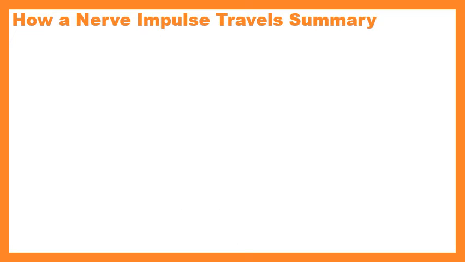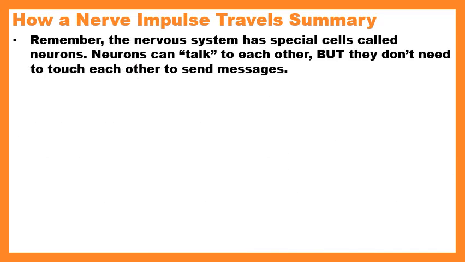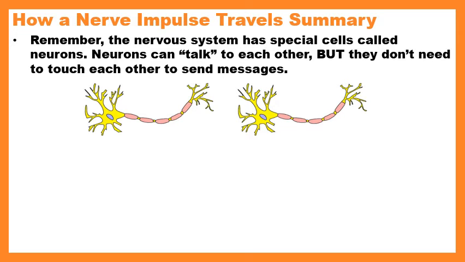Okay, now we're going to talk about how a nerve impulse travels, and a nerve impulse is like a message. So our neurons are actually going to talk to each other. Remember, the nervous system has special cells called neurons, N for neuron, N for nerve, N for nervous system. And neurons can talk to each other, but they don't need to touch each other to send messages. So you might think that with those long branches or dendrites they are intertwined with each other, but they look something like this. And you notice that they're not actually touching. There is a bit of a space in between them. We're going to call that space a synapse.